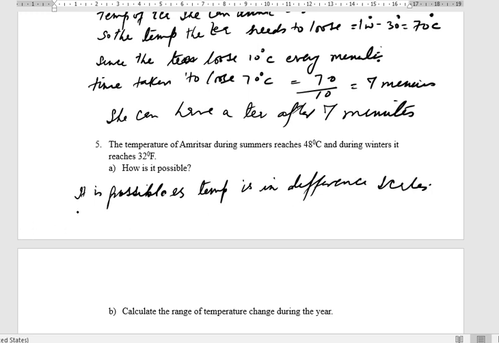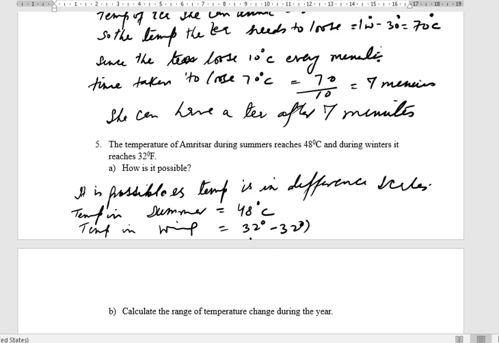Temperature in Amritsar in summer equals 48 degree and in winters, if we calculate that, कितना हो जाएगा? 32 degree minus 32, because it is 32 degree Fahrenheit and the formula you remember, into 5 by 9. 32 minus 32 is what? 0 into 5 by 9. It means during winter it is going to 0 degree Celsius and that's absolutely possible.